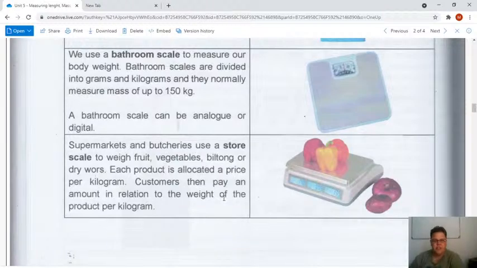Supermarkets and butcheries use a store scale to weigh fruit, vegetables, biltong, dry wors. Each product is allocated a price per kilogram.